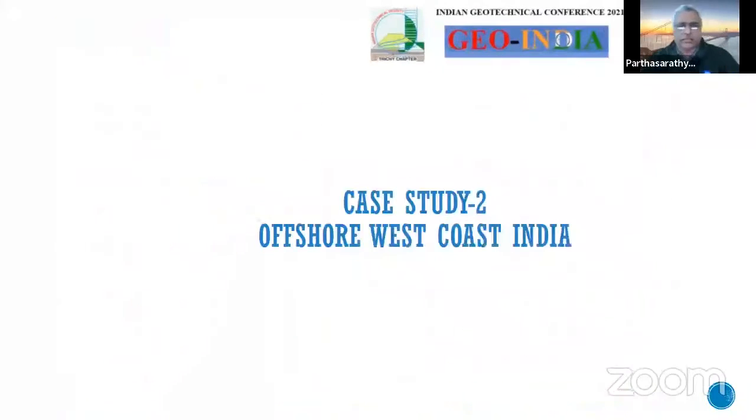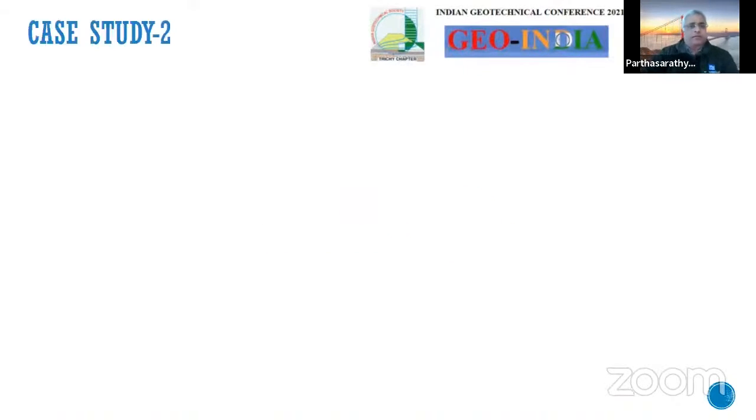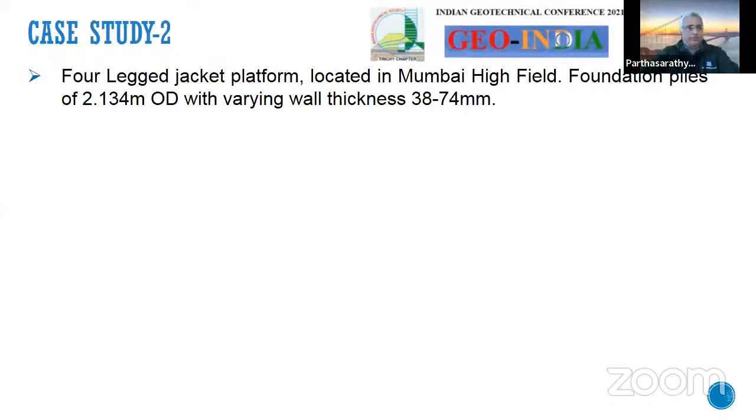The second case study, again, was on the west coast of India. The jacket had 4 legs, 2.134-meter diameter, and the wall thickness varying between 38 to 74 millimeters. Before the installation of this jacket, about 5 platforms were installed and monitored because of the client requirement. But for this particular jacket, the contractor said it was not required because it is not in the tender specifications, and then he demobilized the entire team.